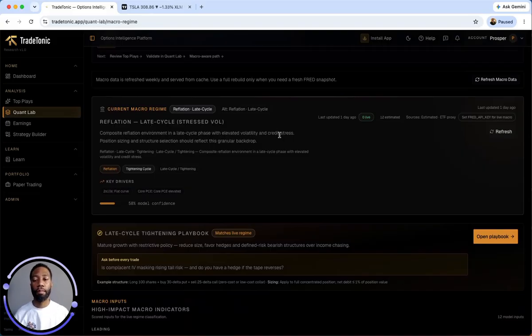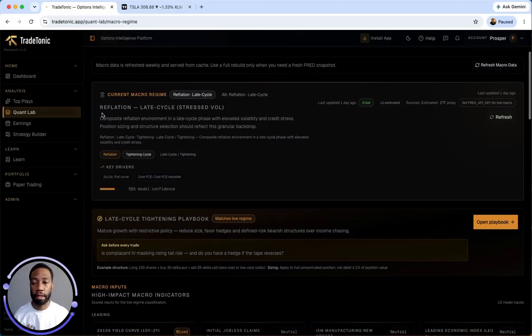Now, the reason why that's important is because if you watch the videos, you know that depending on the macro regime, that determines the type of strategies we want to execute when we're doing these options trades, right? So it says reflation late cycle tightening, and it's a composite reflation environment with elevated volatility and credit stress.